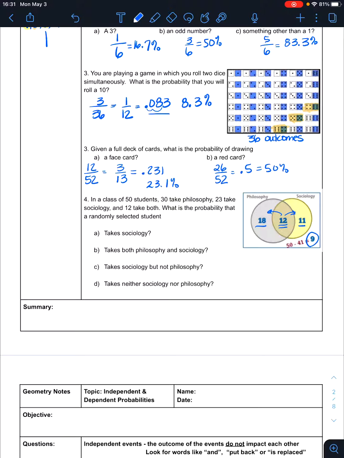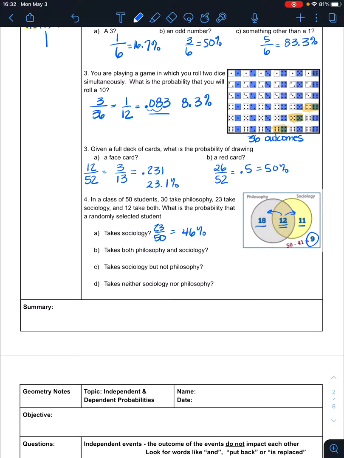So how many take sociology? Now, they're taking sociology, period, right? It doesn't matter whether they're taking anything else. So there are 23 that are taking sociology. So 23 out of 50, which is 46%, are taking sociology. So almost half of the students are taking sociology.